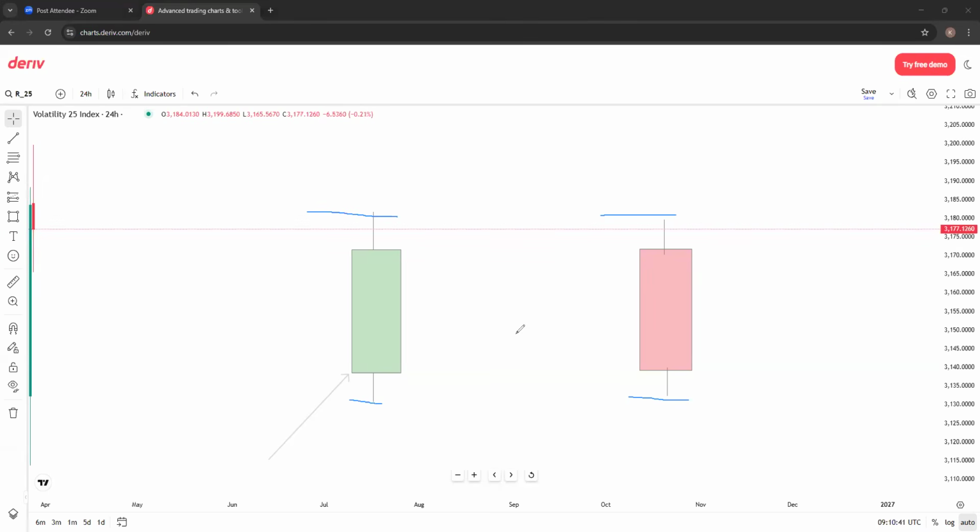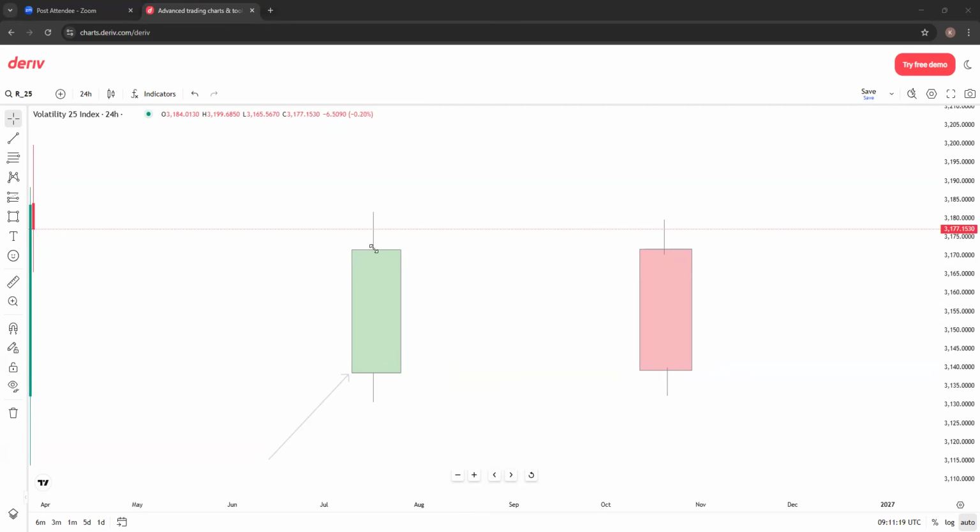But I want you to understand this, right? When we are marking points of interest or when we are putting our lines, we always separate the body from the tail. We separate the bodies from the tails, because what we want to trade is price. Right. So we can have candlesticks that can have a long body.